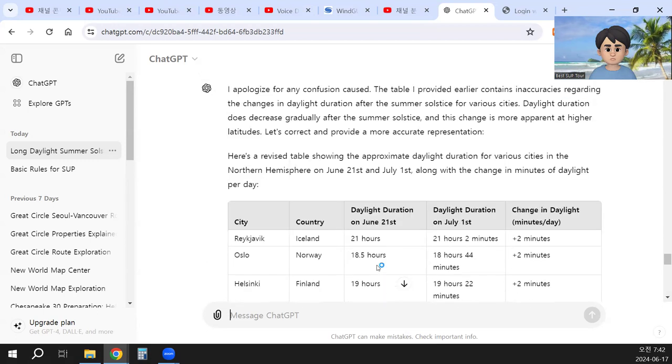The table I provided earlier contained inaccuracies regarding the change in daylight after the solstice per city. Daylight noticeably decreases gradually after the solstice, and this change is more apparent at higher latitudes. Here is a revised table showing the approximated daylight durations.